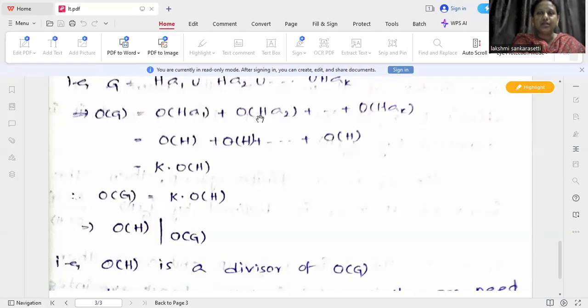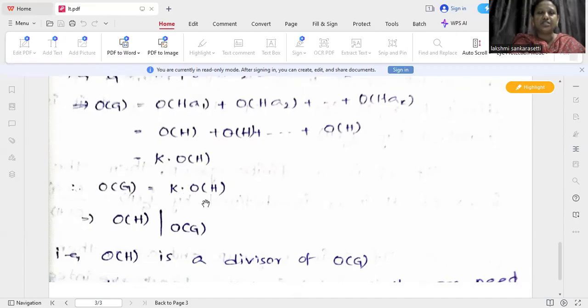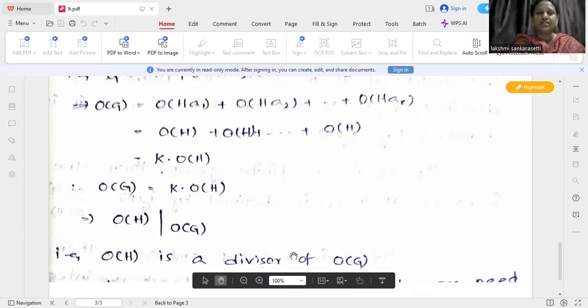Similarly, the number of elements in Ha2 is equal to the number of elements in H, and the number of elements in Hak is also equal to the number of elements in H. This sum of the order of H runs k times, giving k times the order of H. Therefore, the order of G is obtained as k times the order of H. It means that the order of H divides the order of G. That means the order of H is a divisor of the order of G.